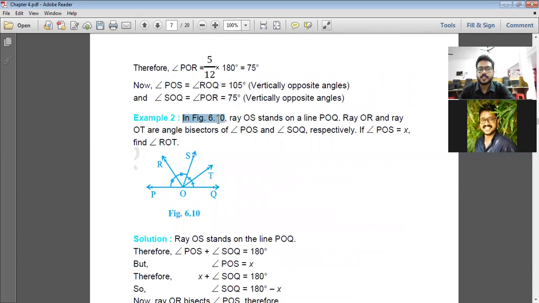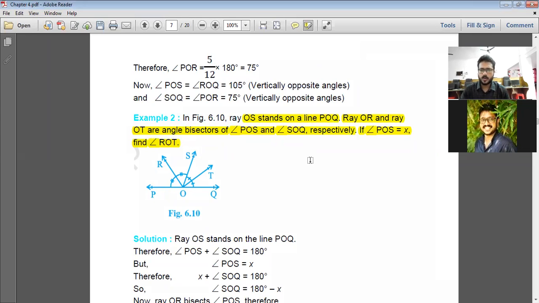Example 2. In figure 6.10, ray OS stands on a line PQ. Ray OR and ray OT are the angle bisectors of angle POS and SOQ respectively. If angle POS is equal to X, find angle ROT.